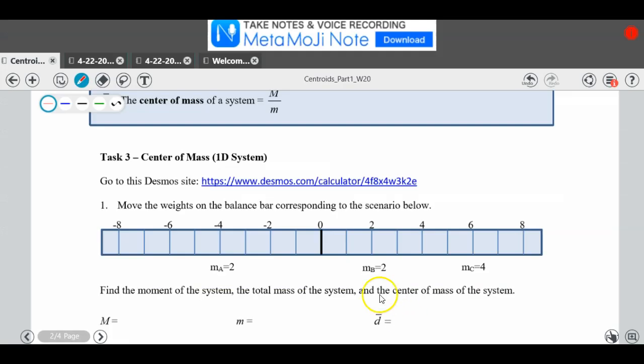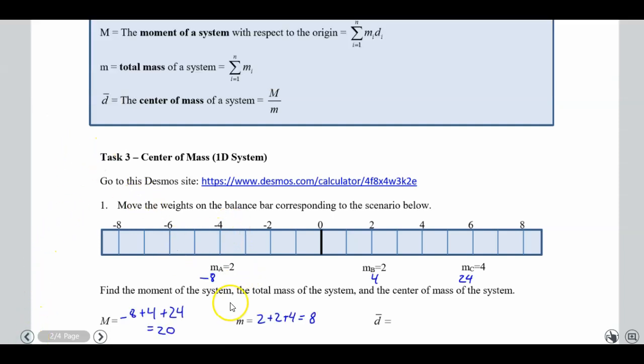If we go back here, we're just going to start multiplying these. So the total moments are going to be this 2 times negative 4, which is going to be a negative 8. 2 times 2 is going to be a 4. And the 6 times 4 is going to be a 24. And I'm just going to add all those up. I should get 20. Add up the masses themselves, no matter where they're at. So 2, 2, and 4 gives me 8. And then just divide that out.